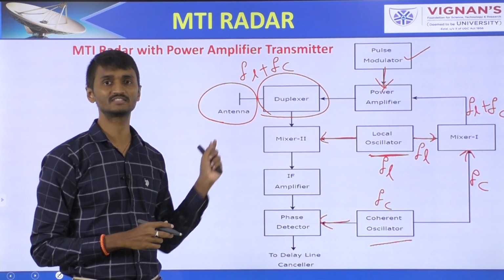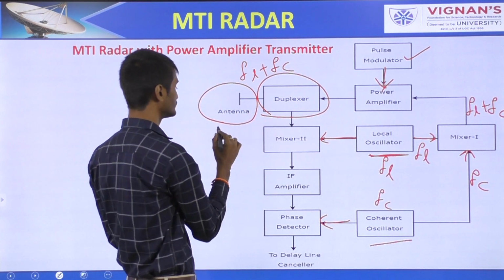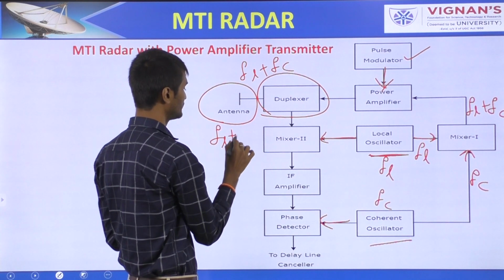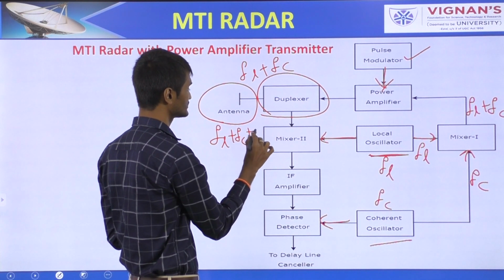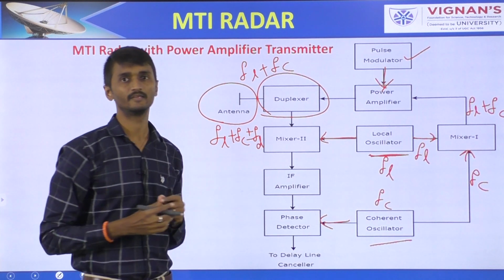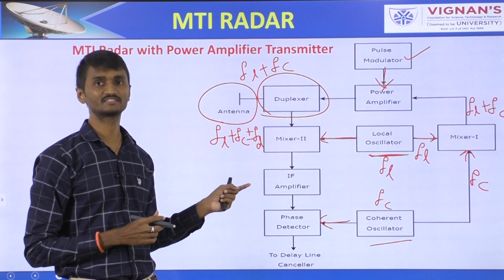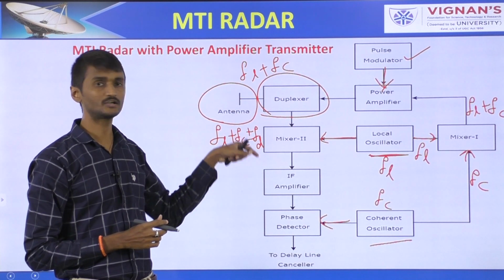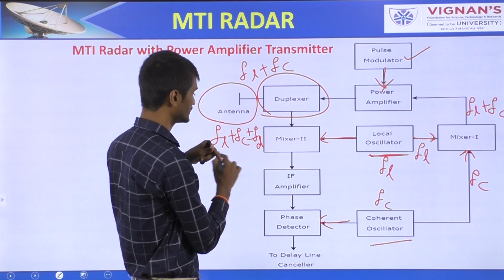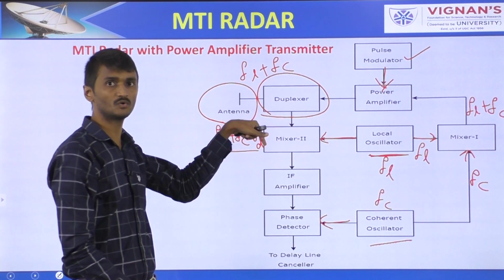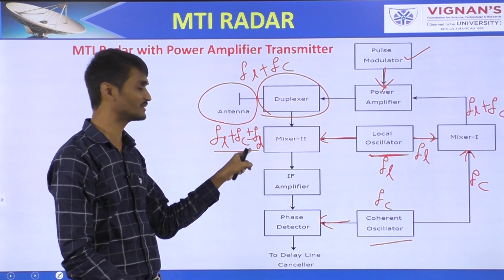The antenna receives the signal having the frequency of FL plus FC plus or minus FD when the duplexer connects the antenna to mixer 2. That is, for mixer 2, one of the inputs is FL plus FC plus or minus FD.